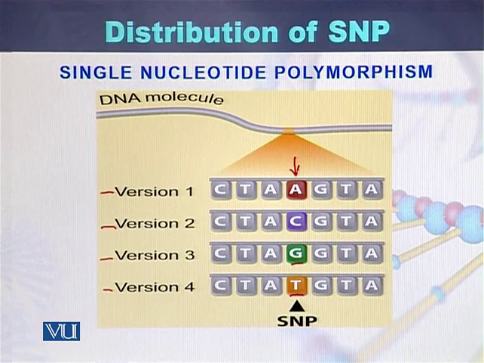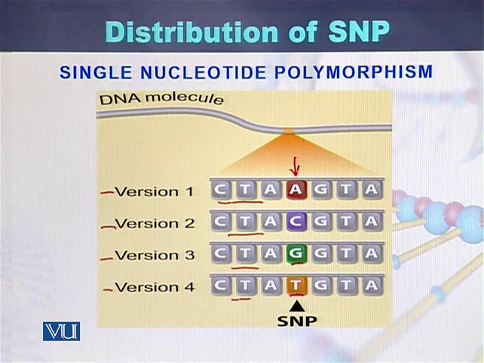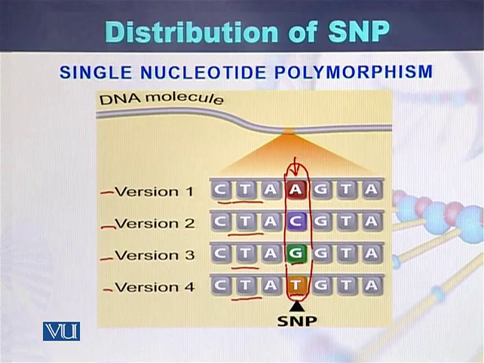So the remaining sequences are similar in all four individuals, or in four versions of the DNA, but there is a variation at a single point. If there is a variation at a single point of the DNA, then it is called single nucleotide polymorphism.